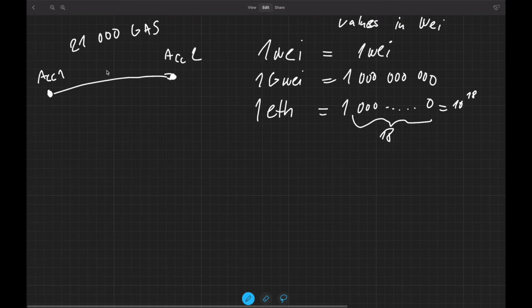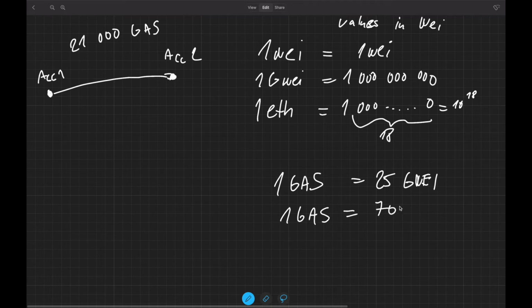It usually depends on the traffic on the Ethereum network. If there is huge traffic, lots of transactions, of course the gas price is higher. If there is low traffic, the gas price is smaller. So usually the price for one gas, when it's smaller traffic, can be 25 GWei. For one gas, when it's huge traffic, it can be also 70 and more GWei.